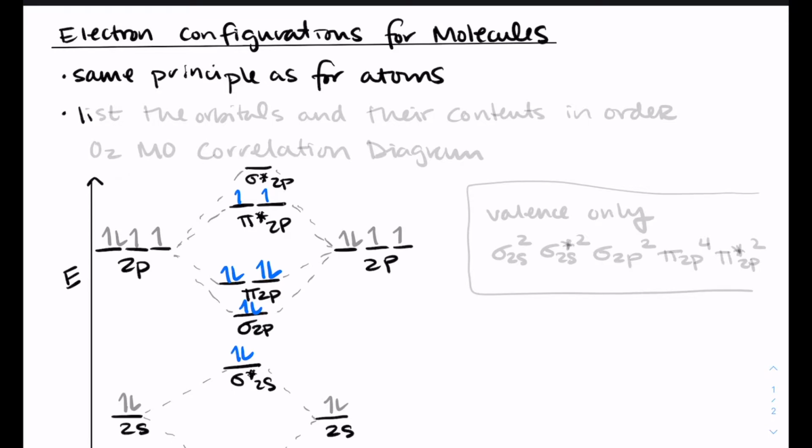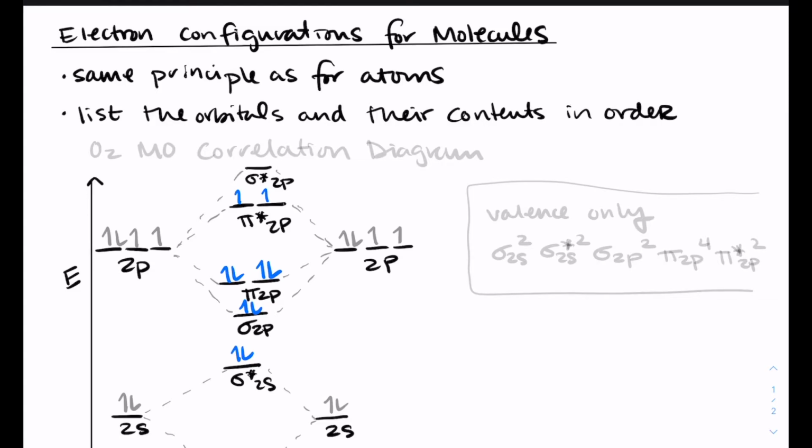It's the same principle as for atoms, which is that we're going to list the orbitals and their contents in order. So, done. Exactly like we did for atoms. So, we're going to practice with O2.